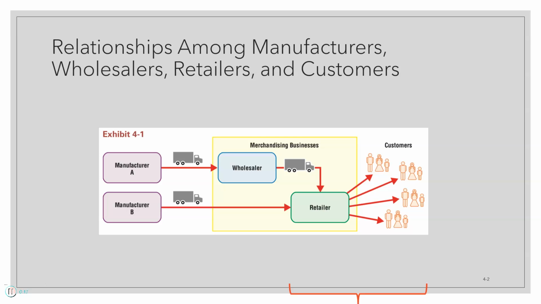Now again, our focus is between the retailer and the buyer. In managerial accounting, you cover the manufacturing side, and that's where you're getting raw materials and building a product. Here we're taking finished products and we're selling them to customers.